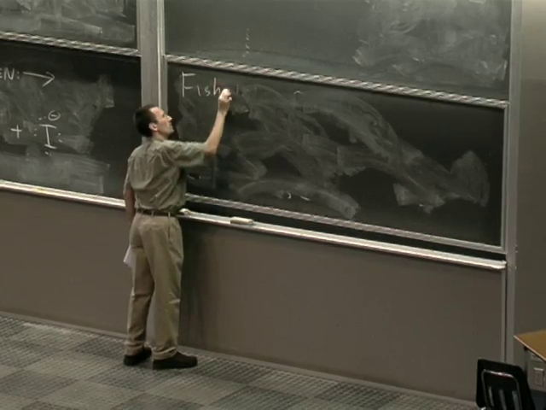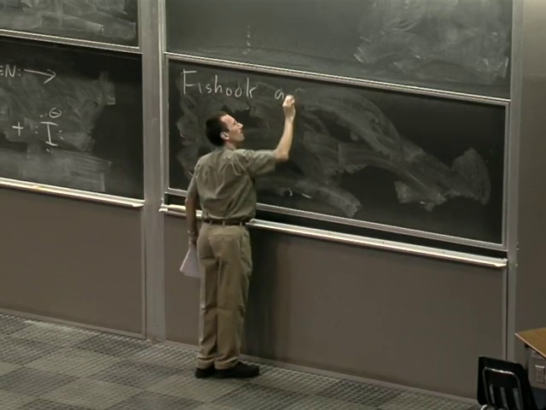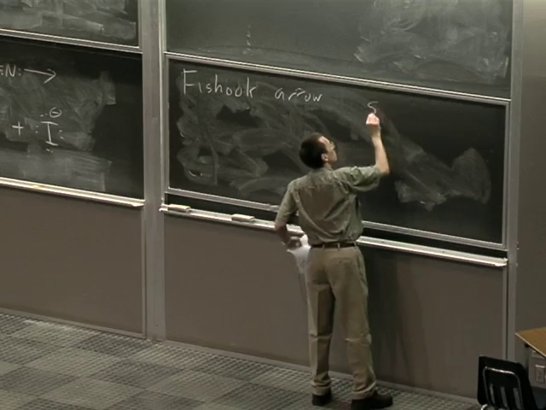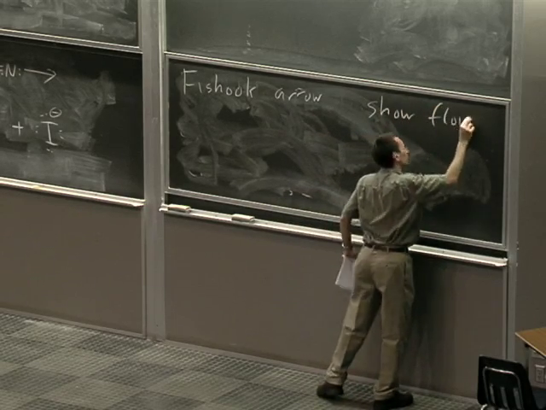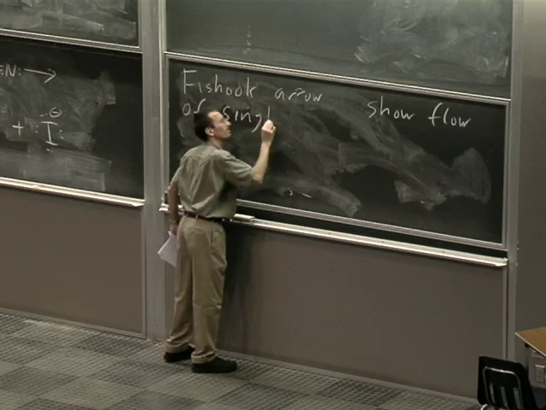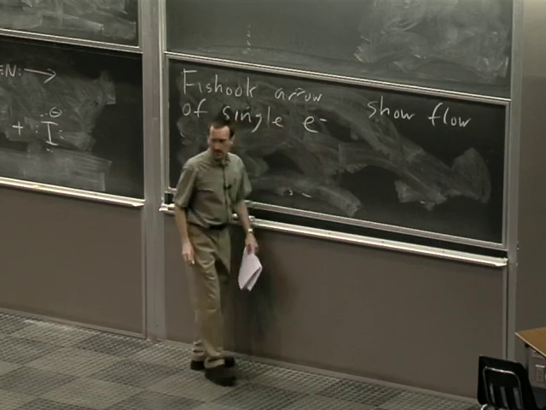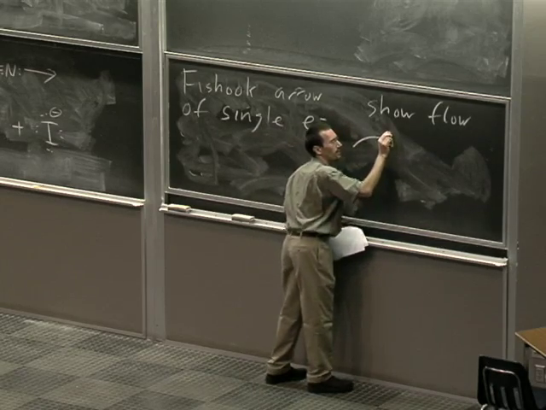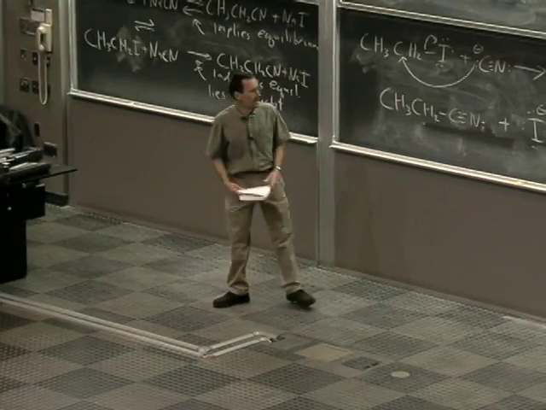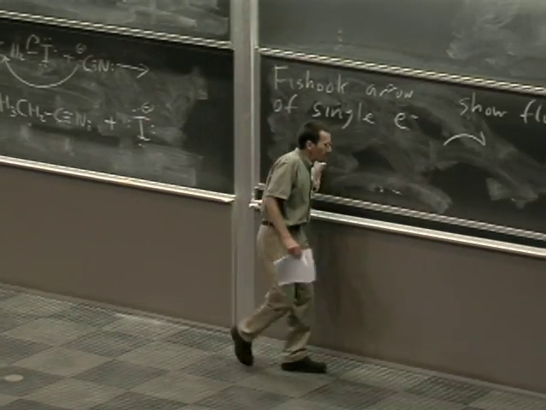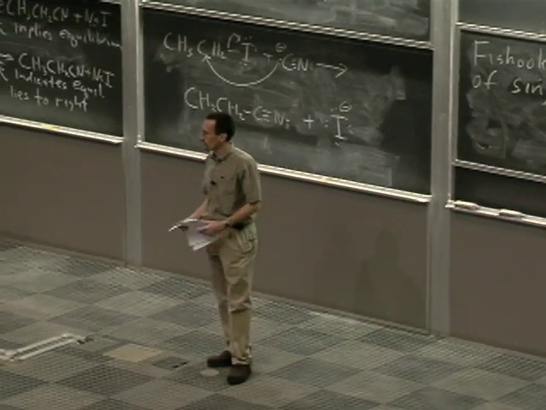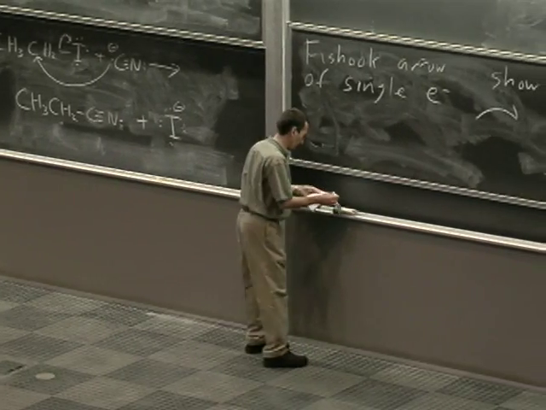We use what's called a fishhook arrow to show the motion of single electrons. And by a fishhook arrow, what I mean is a curved arrow, but instead of having a double head on it, having a single head on it. So an example would be the breaking of a bond in a peroxide. The oxygen-oxygen bond is very weak, and it breaks easily, for example, with heat.